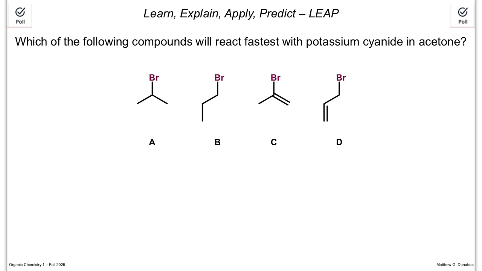So we have 4 electrophiles where the leaving group is constant. It's bromine. And the question is, if you imagine you had all of these in a flask, the solvent is acetone and you added potassium cyanide, which one would react first?